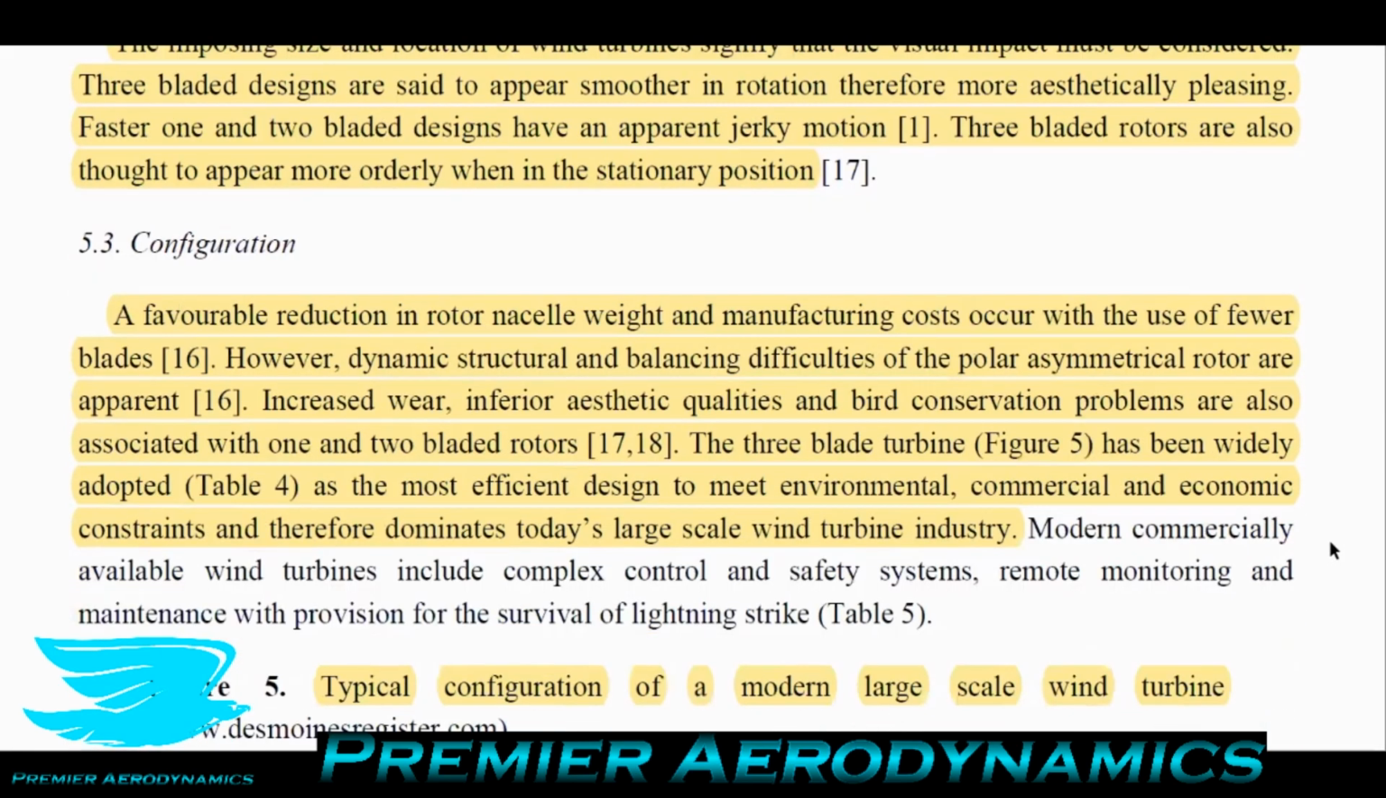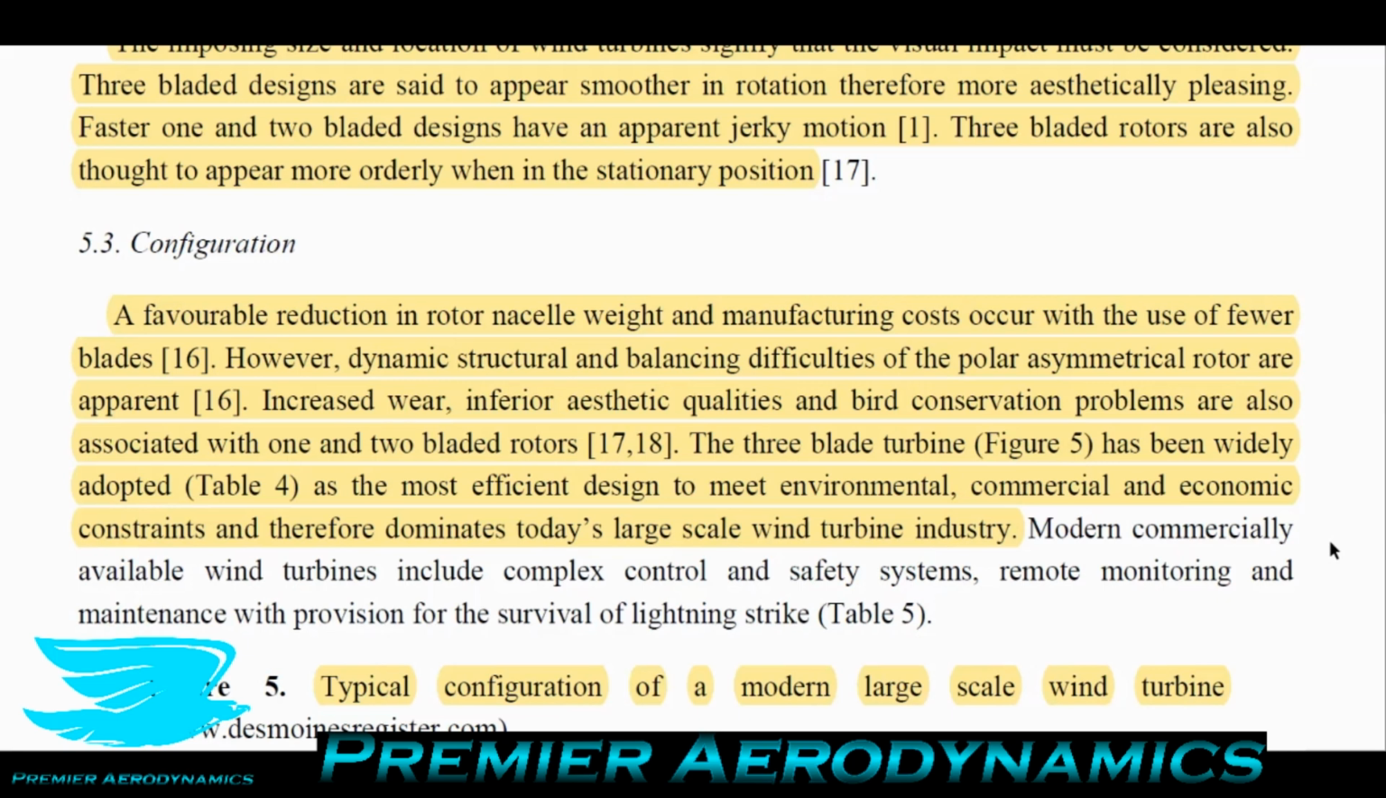So let's talk about the configuration. A favorable reduction in rotor nacelle weight and manufacturing costs occurs with the use of fewer blades. However, dynamic structural and balancing difficulties of the polar asymmetrical rotor are apparent. So let's use English here. What that means is when you reduce the number of blades, you get asymmetry in the forces being put onto the central shaft, which means that the nacelle needs to be stronger in general. And that means you have to increase production costs.